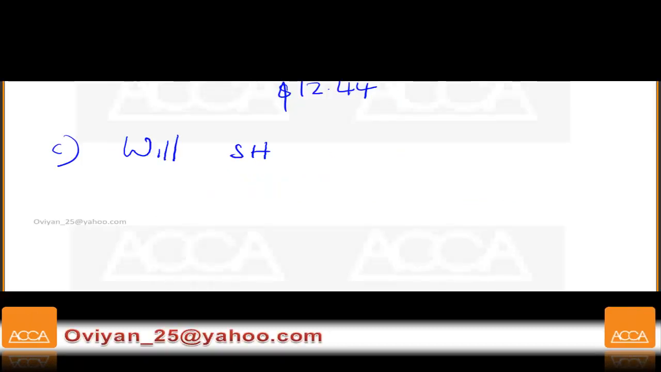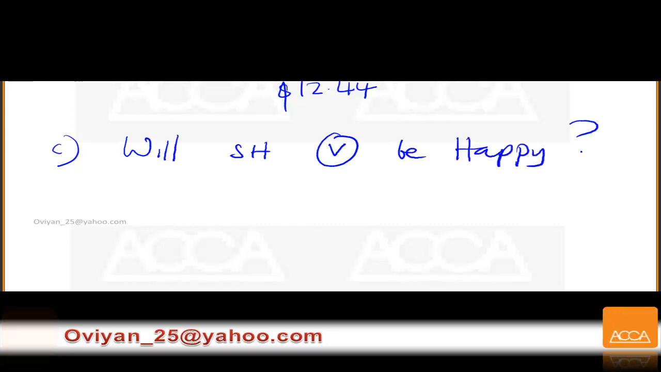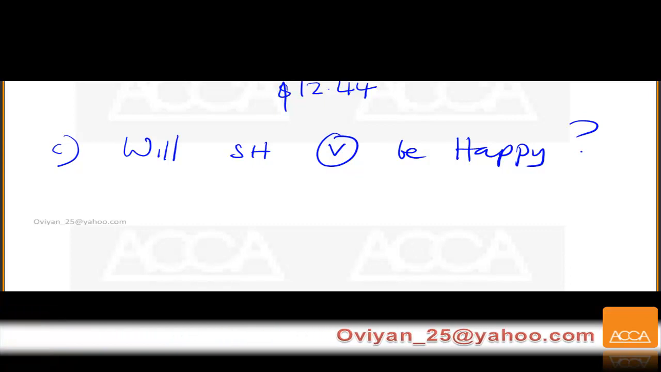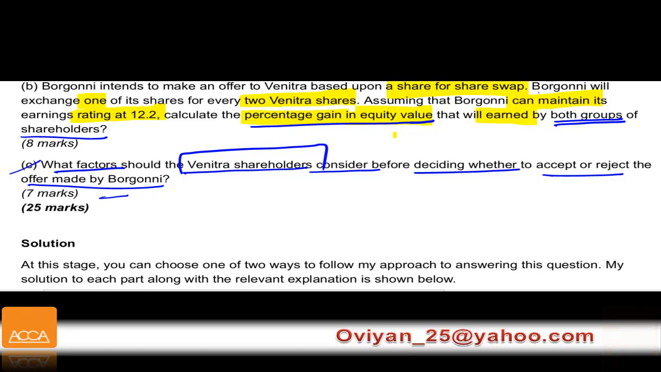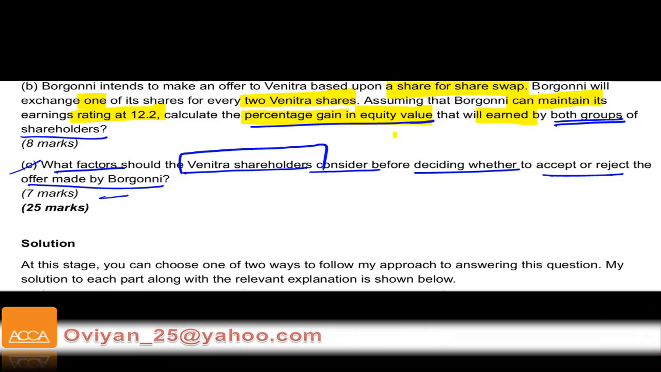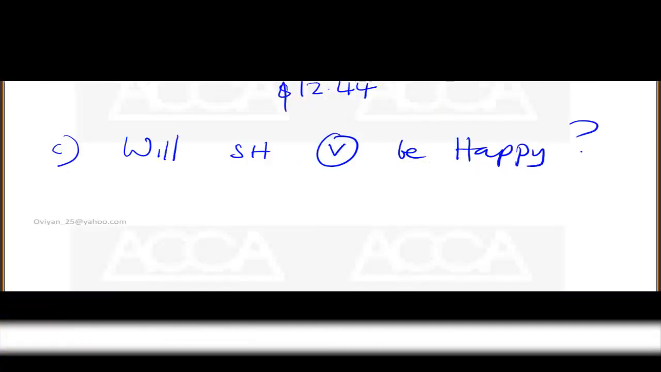Okay, now part C of the question, let me put it as a more interesting question here for you. Will shareholders of Venitra be happy? Yeah, will shareholders of Venitra be happy? Now we're given 7 marks here. So how many points do you want to write? You can let go all the points that you have and throw away your time, or just choose 7 points to write. Okay, I'm going to write 7 points here.